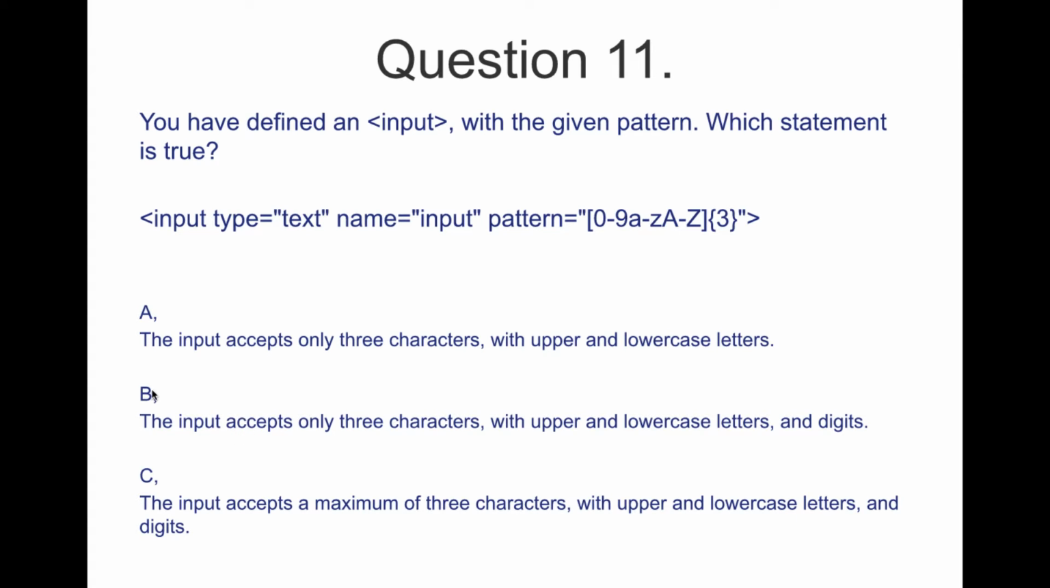And if you notice, the difference between option C and B was that C was saying that we've got a maximum of 3 characters, and B was accepts only 3 characters.